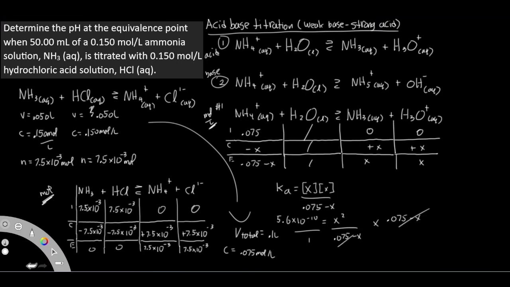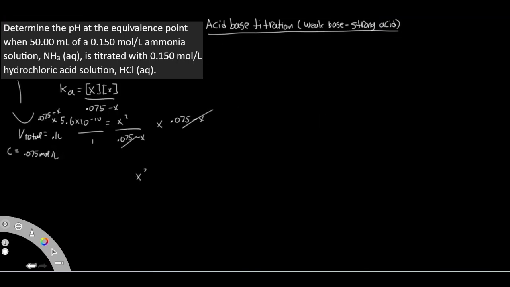So then these cancel out. If you do it on the right side, you obviously just got to do it on the left side, so you just multiply that over here. So what do you end up getting now? We get our x squared is equal to our 0.075 minus x multiplied by our 5.6 times 10 to the negative 10.